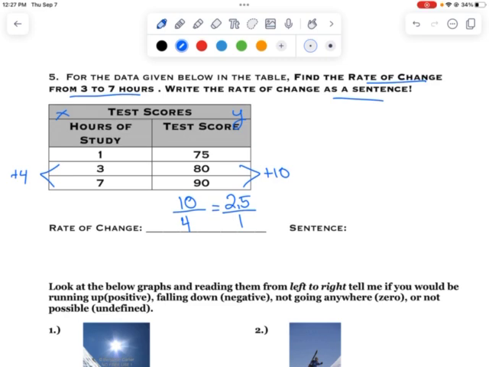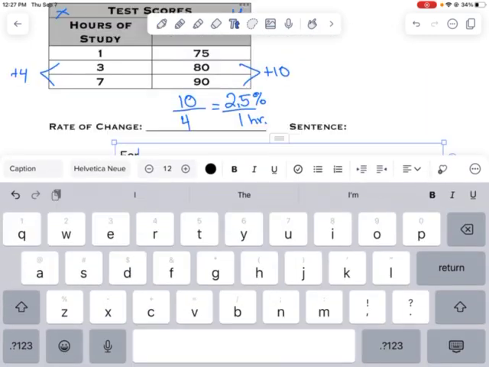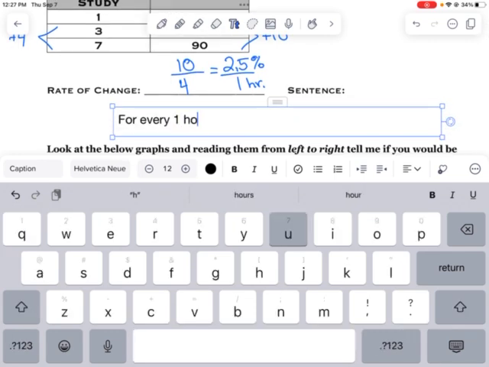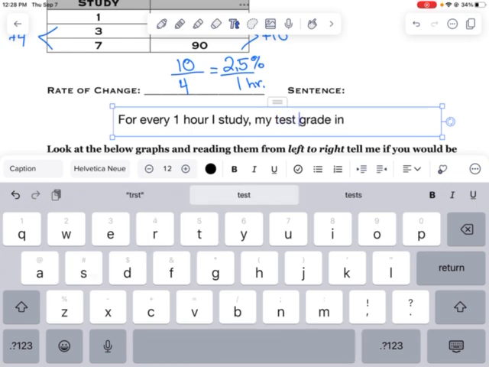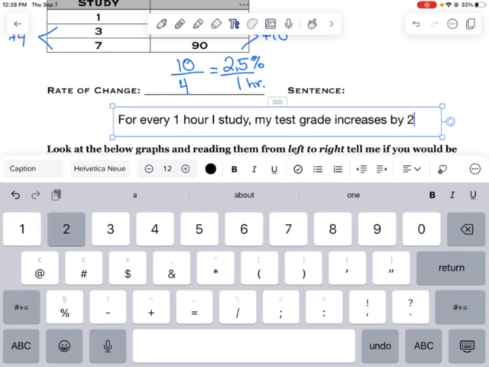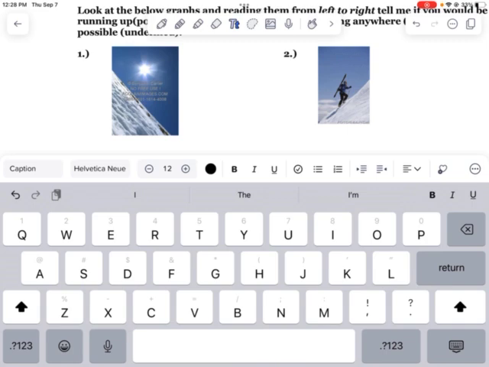So as a sentence, my label here would be percentages per hour. So for every 1 hour I study, my test grade increases by 2.5%. And that's what this ratio is saying.